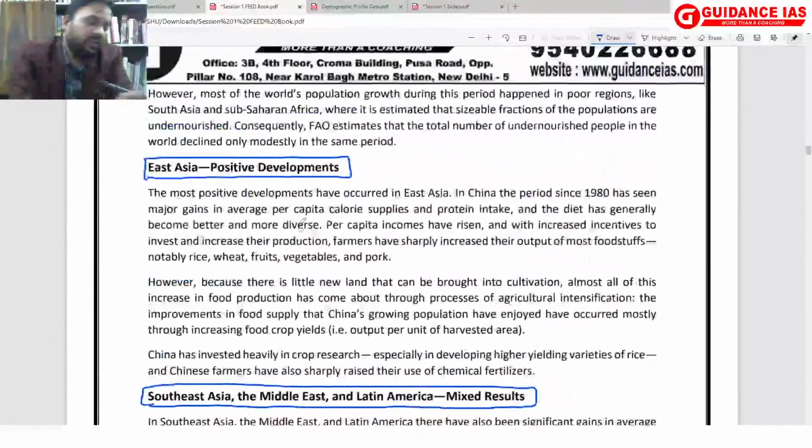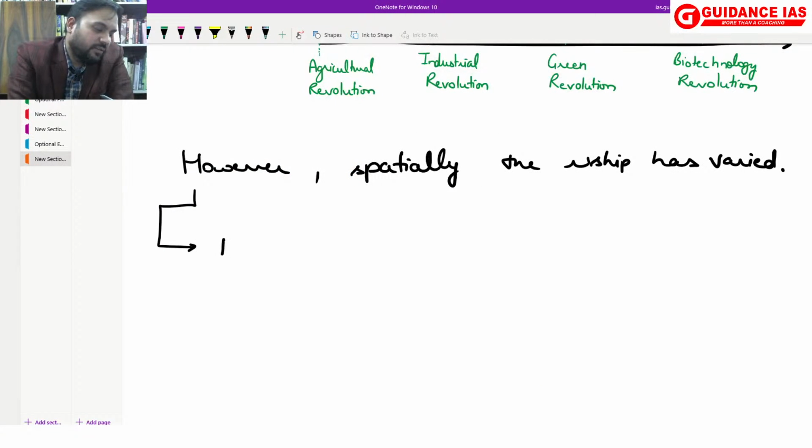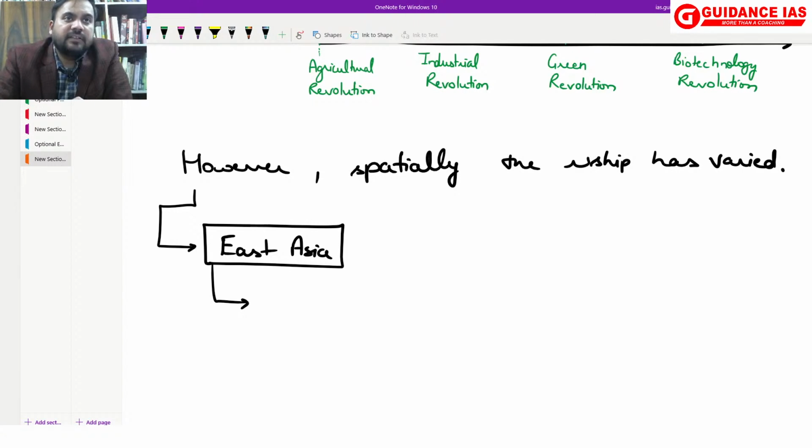Like for example, I am talking about East Asia. So what has happened? East Asia, there is positive developments. Why? Because food security has increased, and if I look into the factors which have led to this better position of East Asia, tell me, can I say, in explaining this situation, should I use PAT? Why positive development?